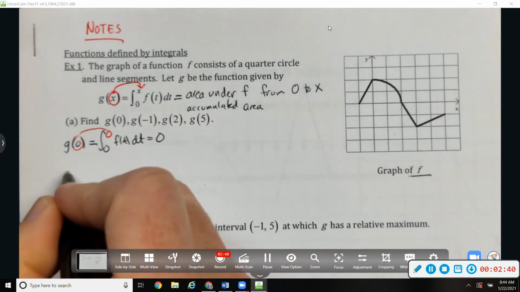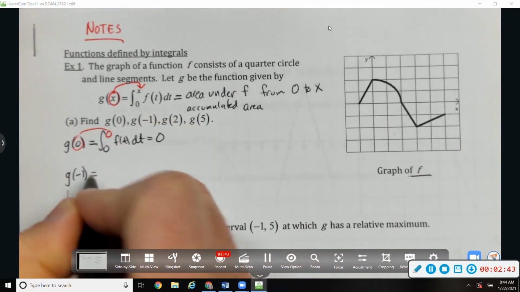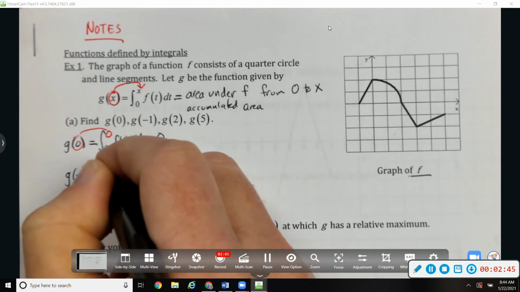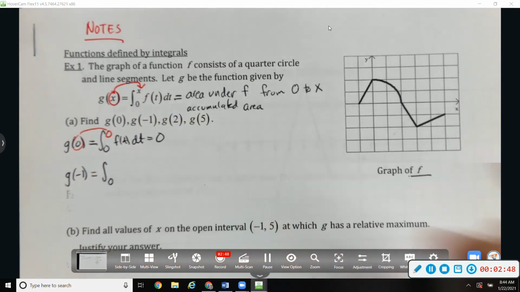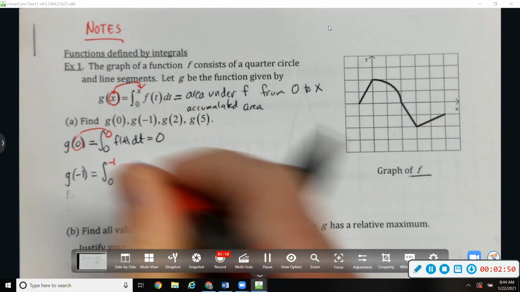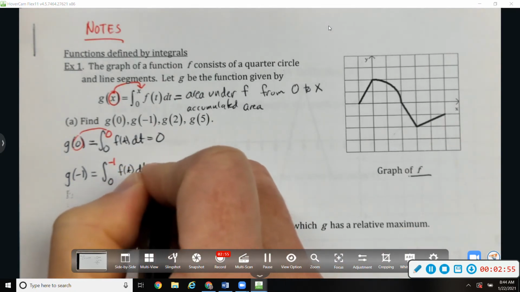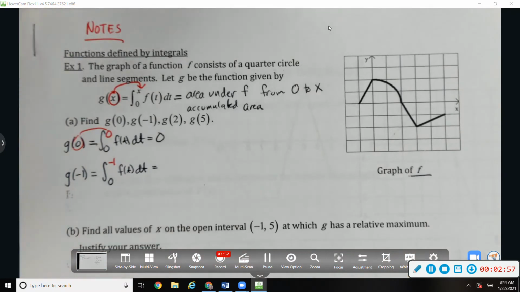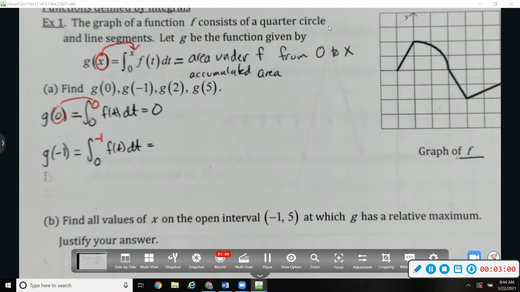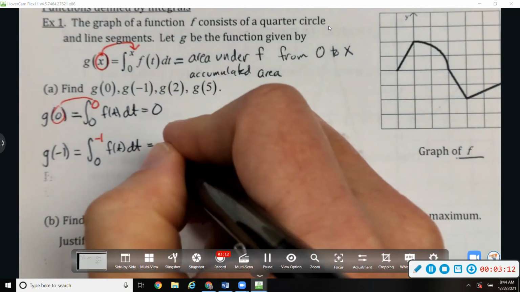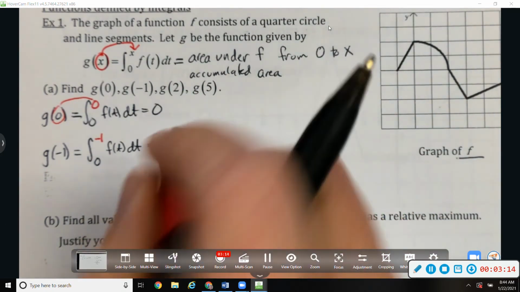g of negative 1. So that would be the integral from 0 to negative 1 of f of t dt. Anybody got a problem with that? It's backwards. So how can I make it not backwards? Make it negative. So I can flip the limits of integration and make it negative.